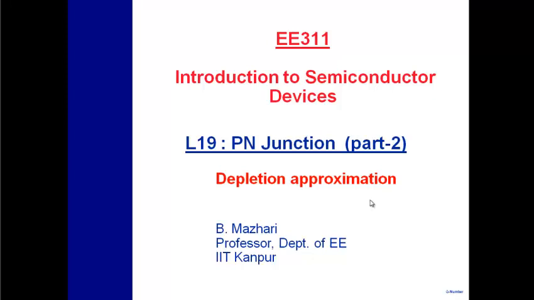All right, so we saw this depletion approximation being made in Schottky barrier diodes and in PN junction diodes also. And it's a very important assumption which allows us to determine electric field, determine potential, determine capacitance. And therefore, we'll look at this depletion approximation in a little bit more detail. All right, so let's start then.